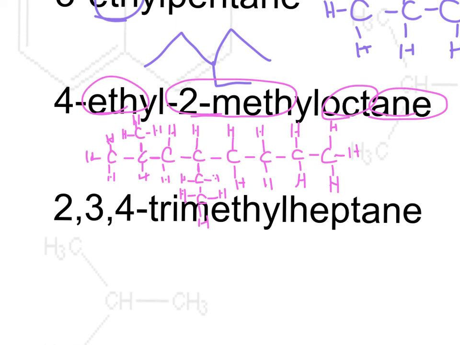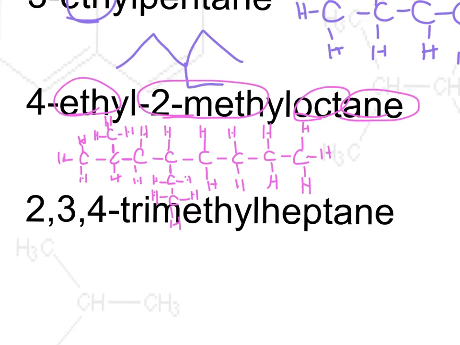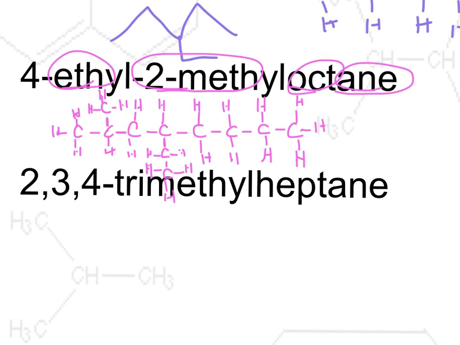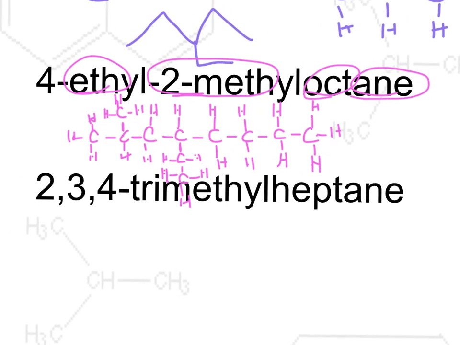Again, lots of drawings, so if you prefer, you can use the stick structure if you'd like. So if I wanted to do this as a stick structure, let's move it right there. So what I would do is I would draw my octane. So there are my 8. On carbon number 4, I have an ethyl group. So 1, 2, 3, 4. This is carbon number 4. Ethyl group means 2 carbons. So there's 1, 2. And then on carbon number 2, I have a methyl group. Methyl is 1 carbon. So there we go.